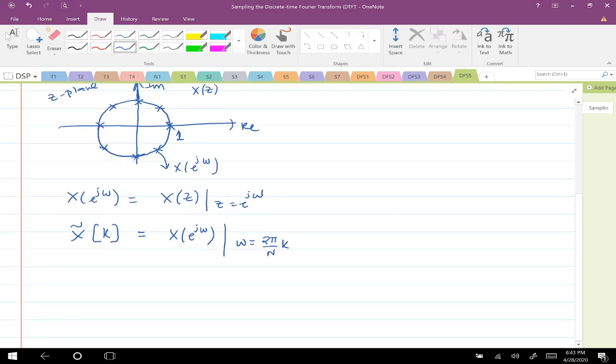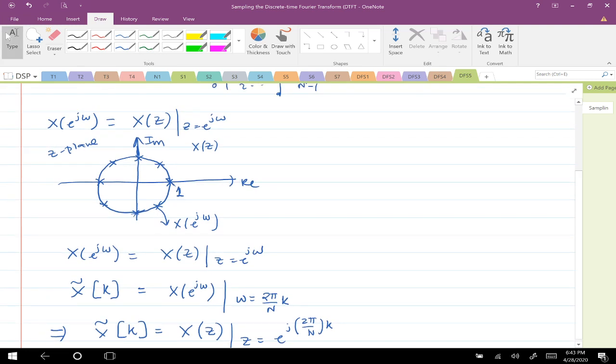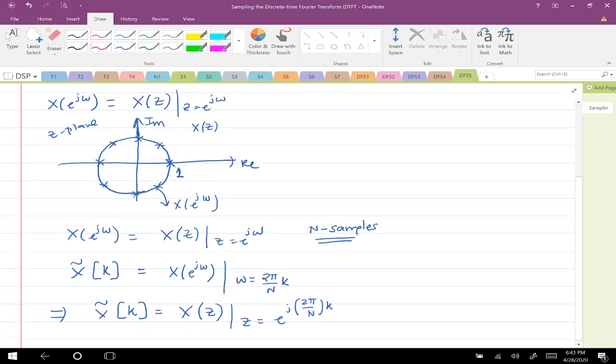Now if I write x tilde of k, can I express that in terms of x of z? Why not? X tilde of k is equal to x of z at z equal to e power j omega, where omega is equal to 2 pi by n times k. Let me also emphasize here, in order to construct x tilde of k, n samples are taken. In other words, the periodicity of x tilde of k is n.